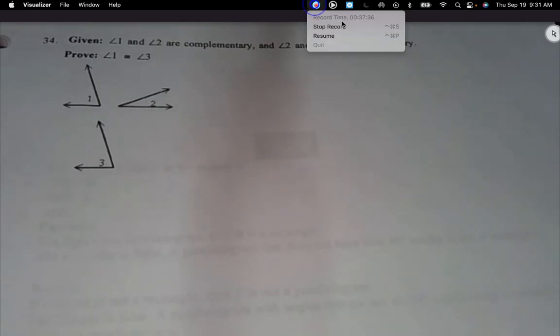Okay. Angles 1 and 2 are complementary. 2 and 3 are complementary. So prove that. Hold on. Let me pause this for just a second.